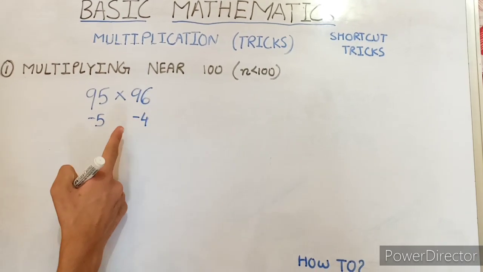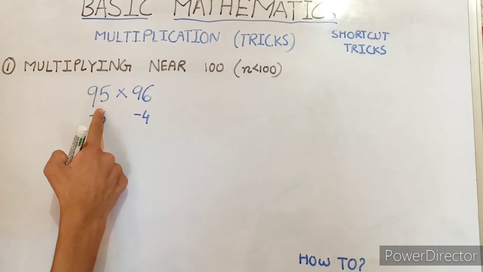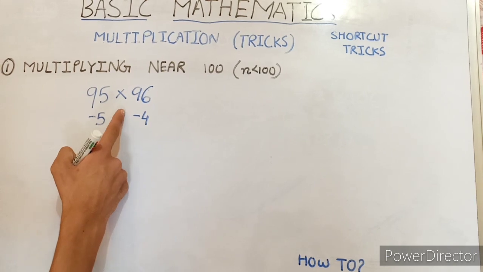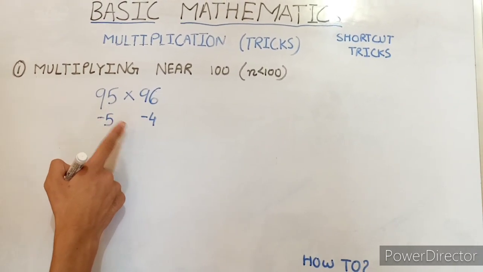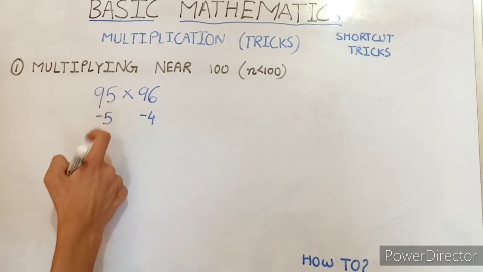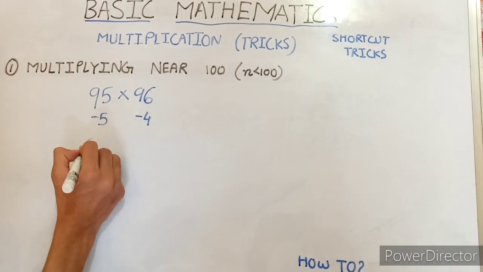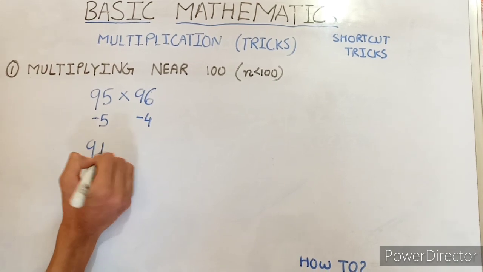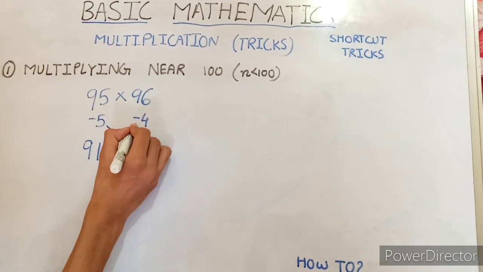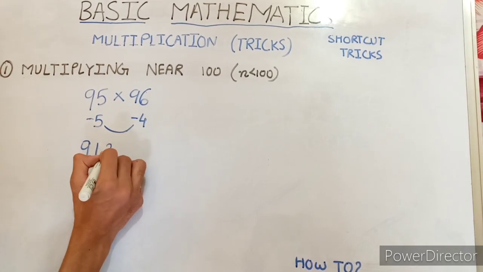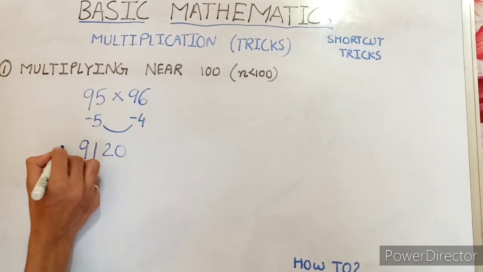Then subtract 4 from 95, or 5 from 96. So let us subtract it. When we subtract 4 from 95, we get 91. We got 91, and then multiply 5 and 4. So the answer you get is 20.